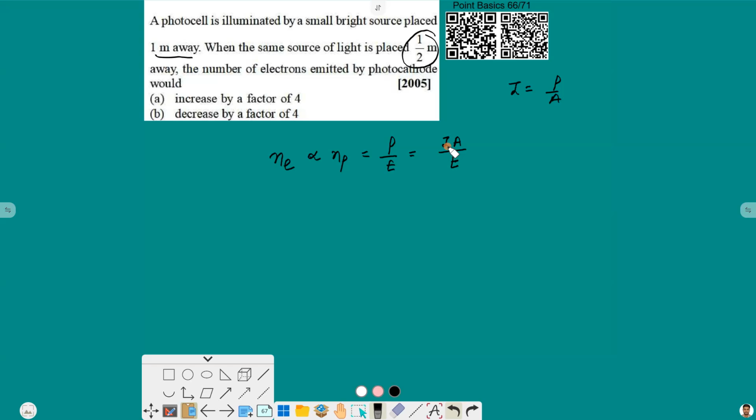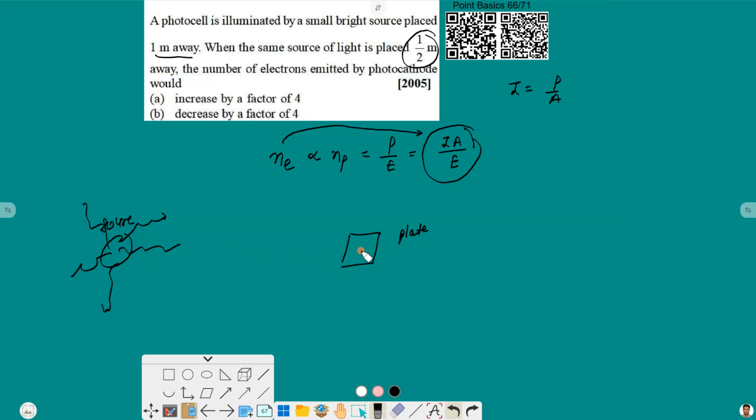Now regarding this formula, from this you can miss or wrongly interpret that the number of electrons emitted will be proportional to area. So let me explain it clearly. Suppose this is our source and this is our plate which will emit electrons. The source will emit radiation in all directions.